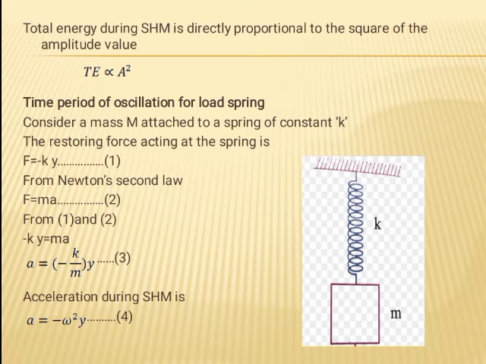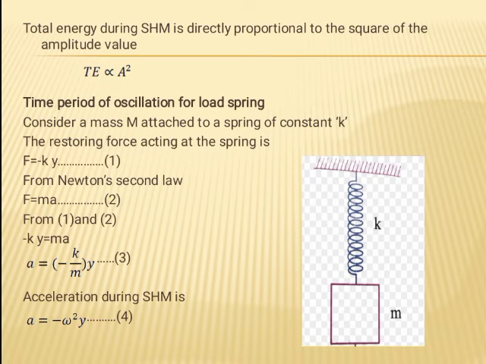Now from Newton's second law, what are you getting? It is F is equal to mass into acceleration. Yes, everybody knows that. This is equation 2. So from equation 1 and equation 2, we can write minus k y is equal to m a, taking the remaining common things. We have to calculate your acceleration.